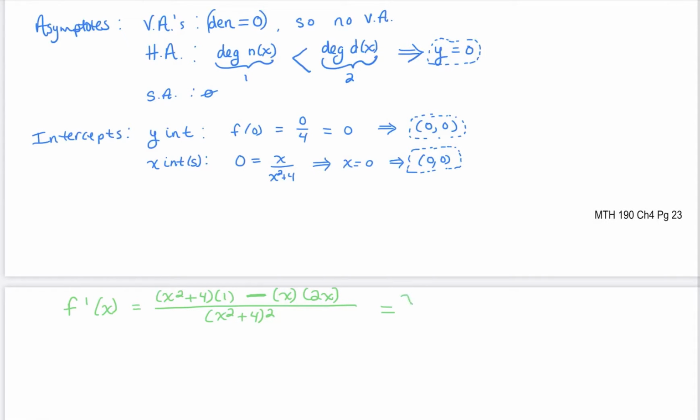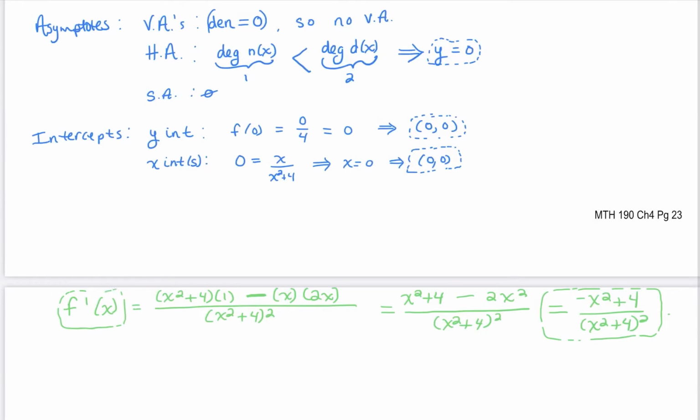So all we're going to do, when you just have binomials times constants like 1 or times monomials, and here x times 2x is just 2x squared. So for really simple quotients in the numerator, when you just have maybe a little binomial and a couple of monomials, all you're going to do is distribute and combine like terms. So our x squared minus 2x squared is just negative x squared, and then plus 4, all over our x squared plus 4 quantity squared. Okay, so this is our first derivative simplified.